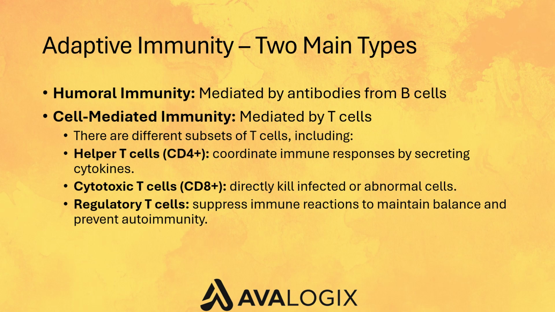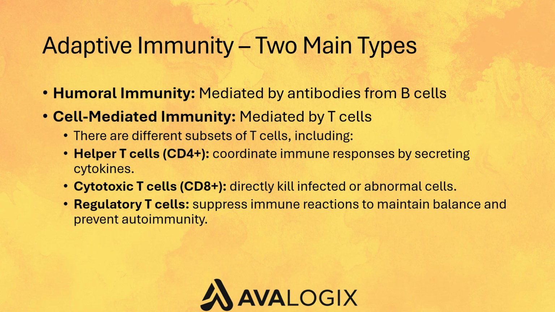There are different subsets of T cells, including helper T cells, CD4+, which coordinate immune responses by secreting cytokines. Cytotoxic T cells, CD8+, directly kill infected or abnormal cells. Regulatory T cells suppress immune reactions to maintain balance and prevent autoimmunity. Think of humoral immunity as the immune system's patrol on the body's surfaces and fluids, while cell-mediated immunity is the tactical force that eliminates hidden threats inside cells.